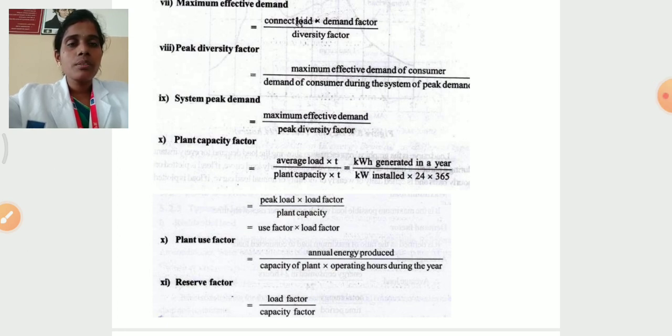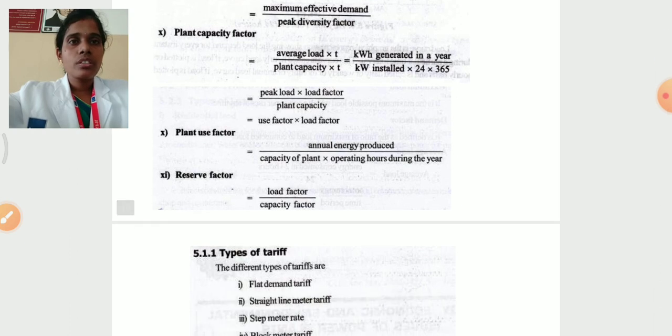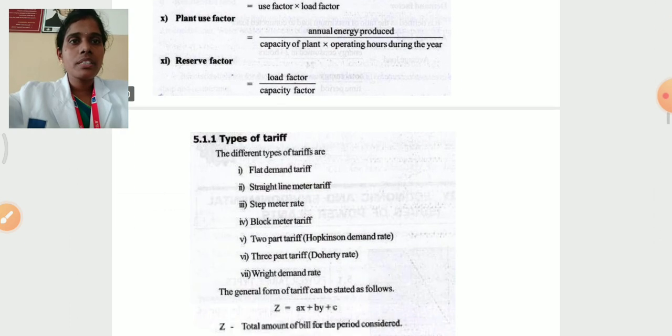The next one is plant use factor. Plant use factor is the ratio of annual energy produced to the capacity of plant and operating hours during the year. Reserve factor is calculated by load factor to the capacity factor.